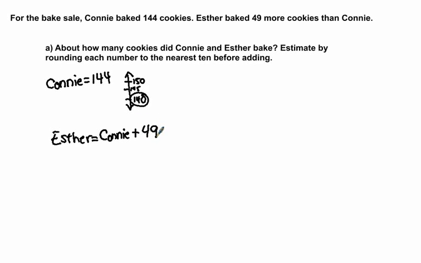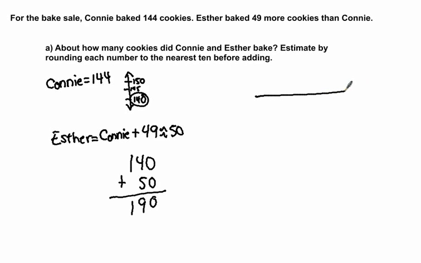Now we also are rounding to the nearest 10. So when you rounded, you would round 49 to be 50. So Esther is Connie plus 50. So now we have our parts.